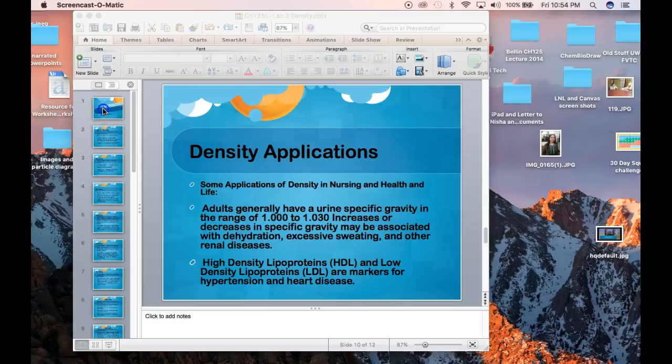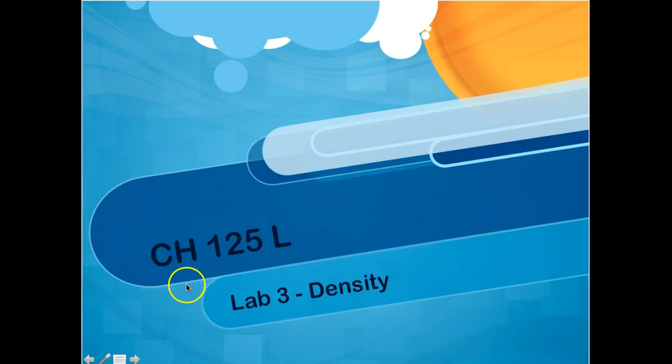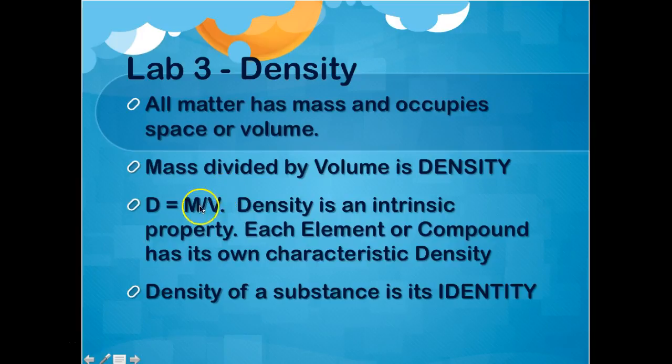In this video, we're going to be talking about lab 3, which is density. And density, as you know, is mass divided by volume. So density is mass divided by volume. Okay. So anything that is matter, which is tangible, has mass and has volume. And then when you divide one into the other, you get density.